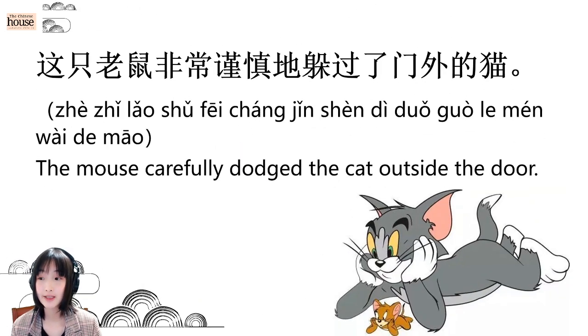And then we have 这只老鼠非常谨慎地躲过了门外的猫. We have this 谨慎, careful, cautious. 这只, this. 老鼠, mouse, we have learned this in calendar. 非常, very. 躲过了, 躲 means escape. 门, door. 外, outside of the door. 的猫. Which means this mouse carefully dodged the cat outside the door.